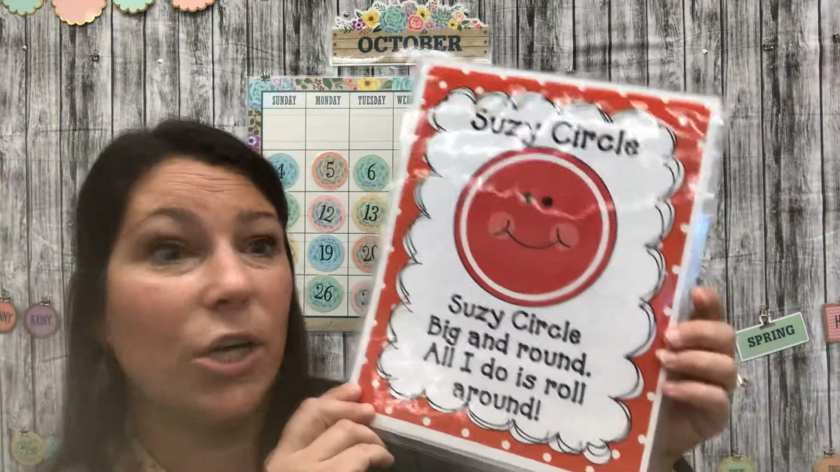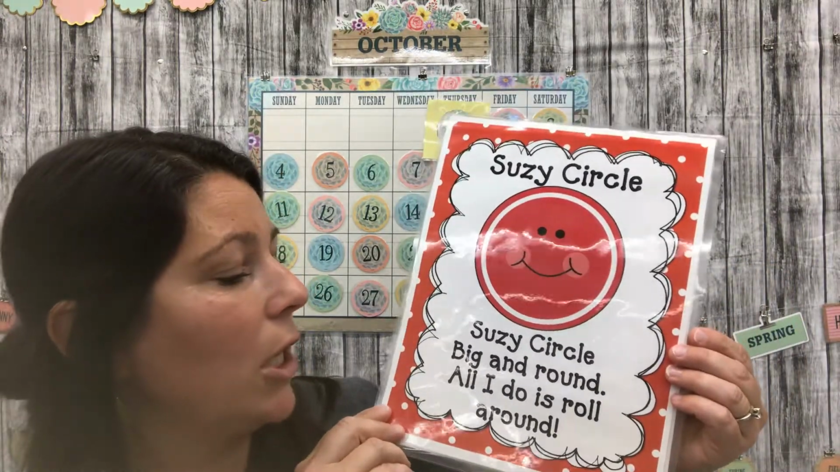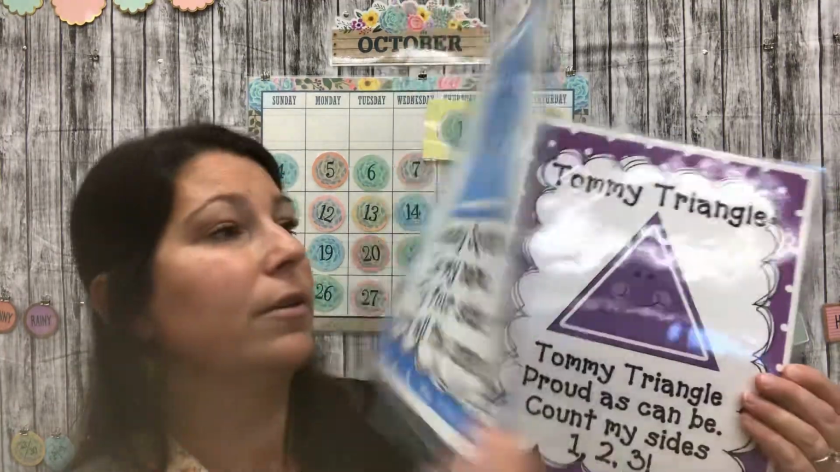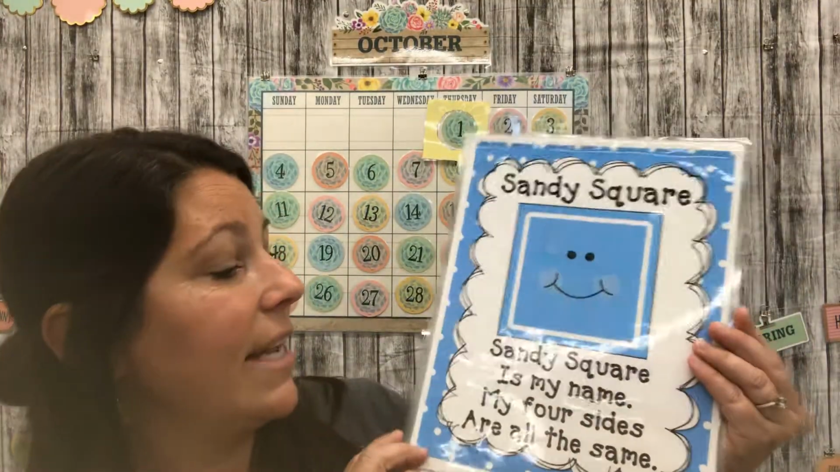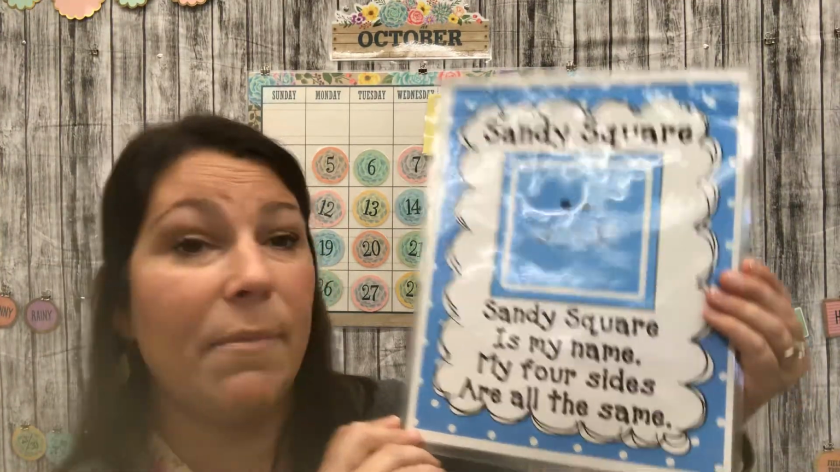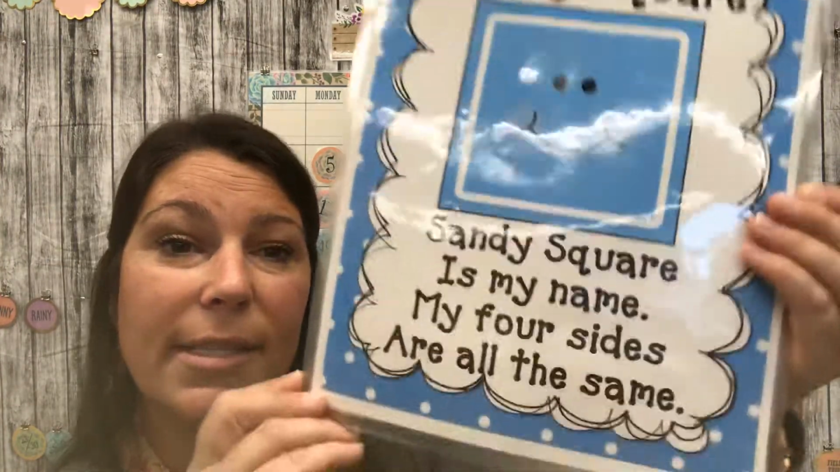All right, and then let's do Susie circle. Susie circle, big and round. All I do is roll around. Last, let's do Sandy square. Sandy square is my name. All 4 sides are the same. Very cool. Good job. Way to follow.